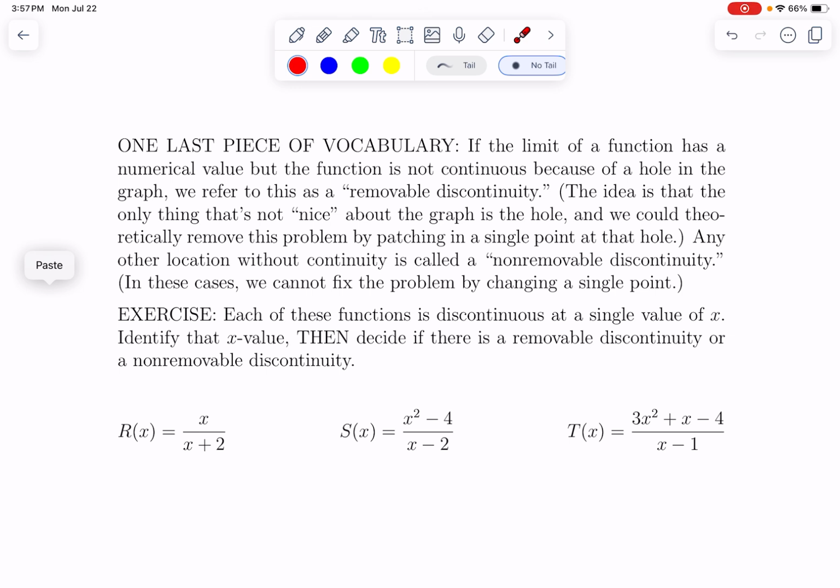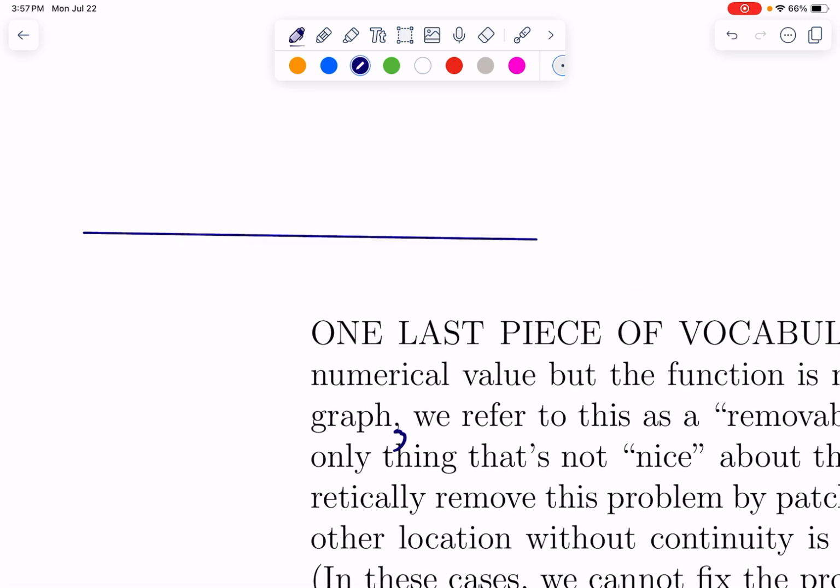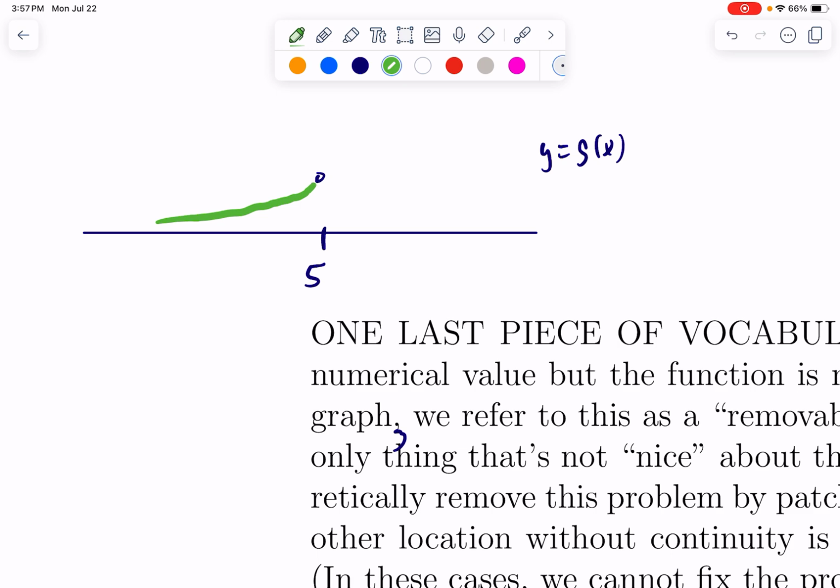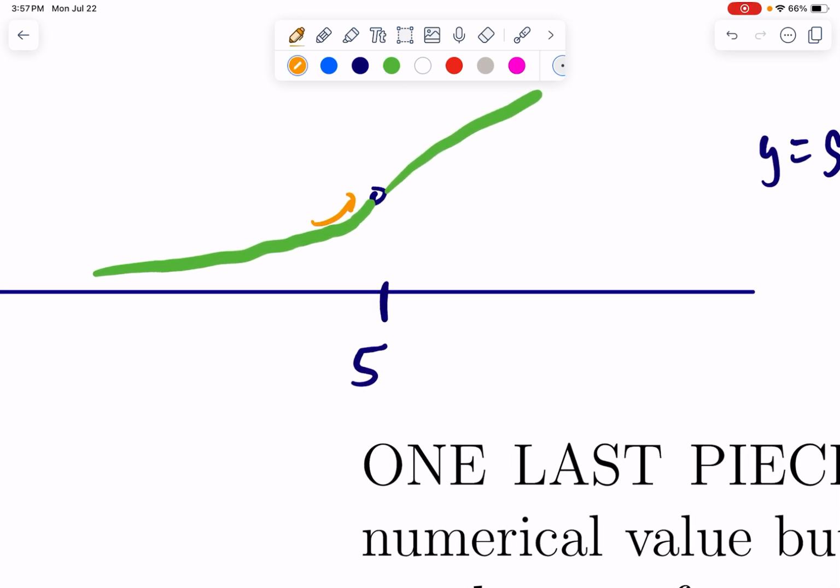If the limit of the function has a numerical value, but the function is not continuous because of a hole in the graph. Let's draw a little picture. Let's suppose here is my function y equals g of x. Here's x equals 5. And as I approach 5, it's very clear that there's a y value that I'm heading towards. Heading towards this y value, heading towards this y value. But it's missing. f of 5 just doesn't have a value. That point I'm heading towards is missing.